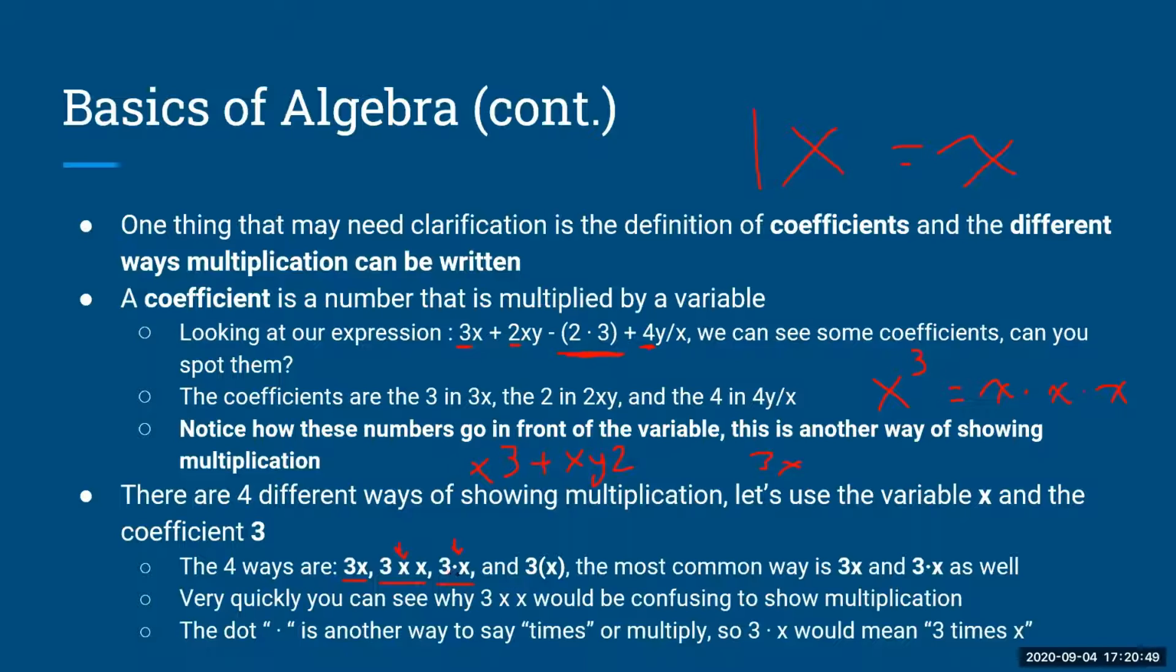So this dot also means multiply. And 3 parentheses x, which also is perfectly valid. So the most common way is 3x, like I said, and 3 times x, although this is not as common. This is a little bit ambiguous right here. And very quickly, you see why this part, the 3 times x with the x as the multiplication, is super confusing straight off the bat. That's pretty confusing, right? Because that looks like 3x squared, just not simplified.